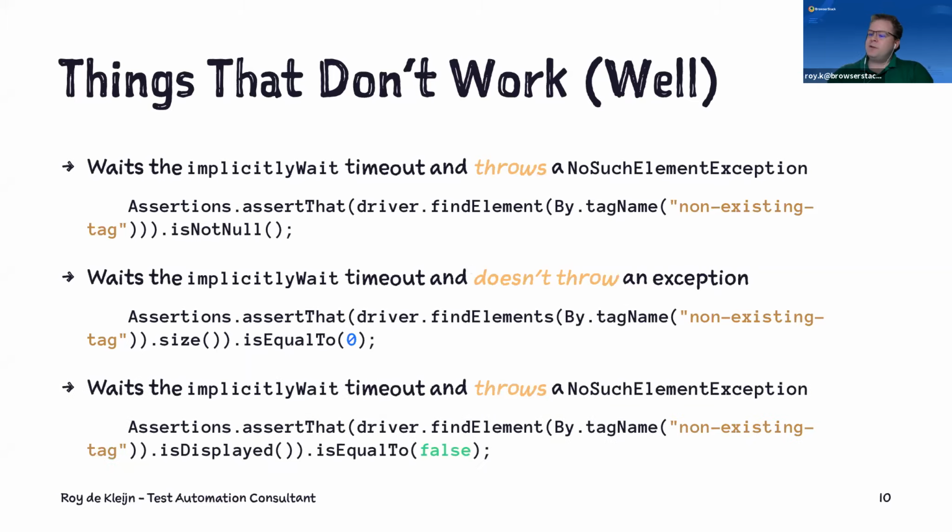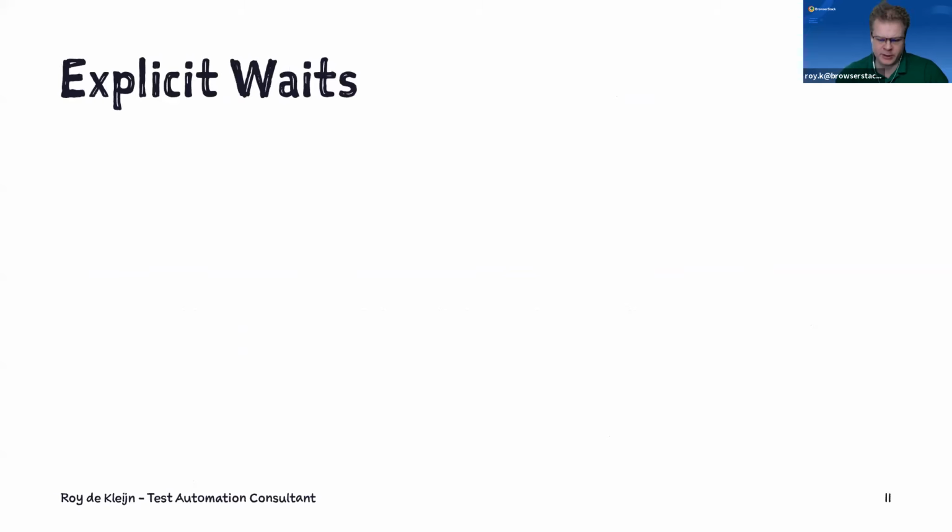So it will delay your test, but it doesn't throw you an exception. And the third one also doesn't work really well. Here we try to find a non-existing element and check the is displayed. So what it does, it will poll your DOM, your HTML, for about the implicit wait timeout, and then it will determine that it cannot find your element, and then it will throw you an exception. So those cases don't really work that well, and you can improve that by implementing the explicit wait.